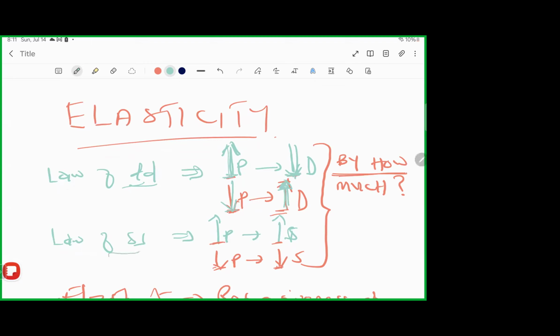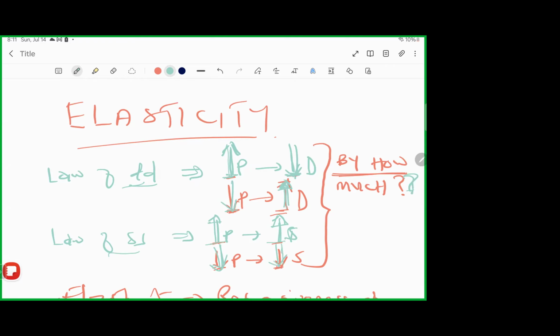Even from the law of supply, at higher price, more is supplied, and at lower price, less is supplied. When the price is high, suppliers supply more. By how much will they supply? And when the price is low, suppliers supply less. By how much will they reduce supply?